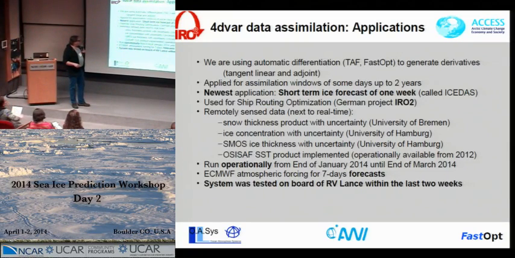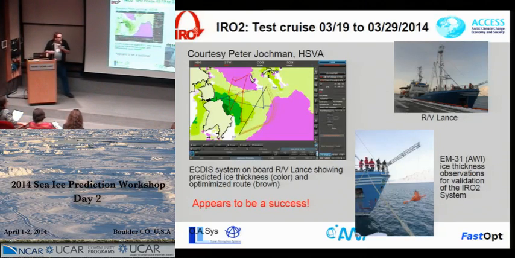And the system was really tested on board of the research vessel Lance 2 weeks ago. So this is the output, not of the coarse resolution, the high resolution output. It's transferred to the ship through an active system. The color gives you the ice thickness. And then the HSVA, the Hamburg Ship Model Basin facility, is doing some route optimization.